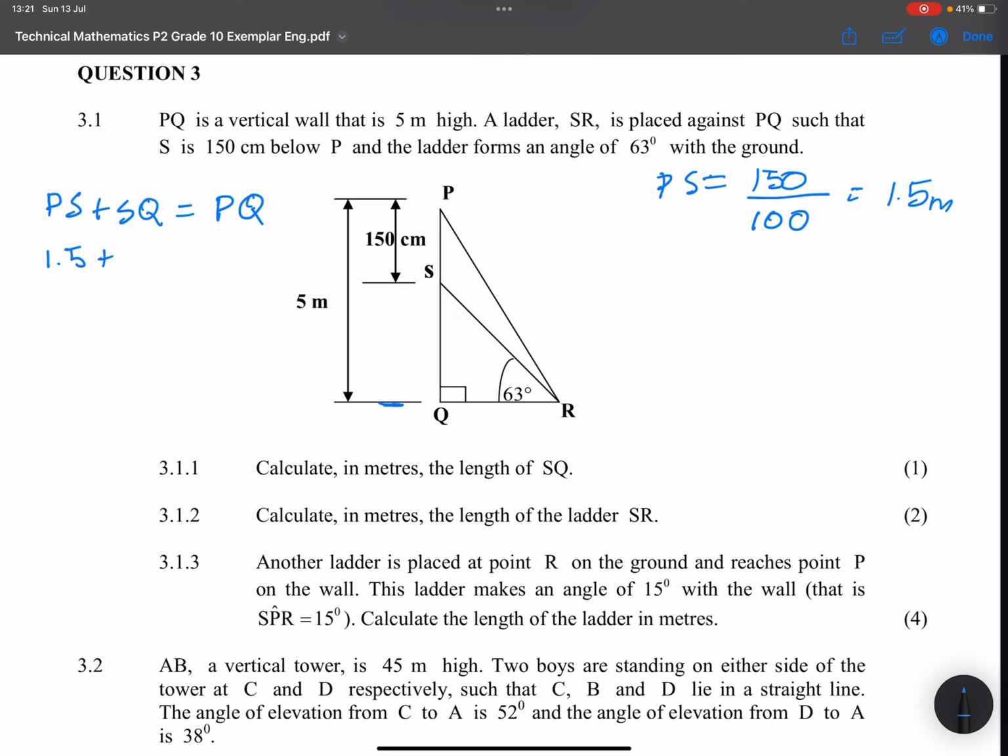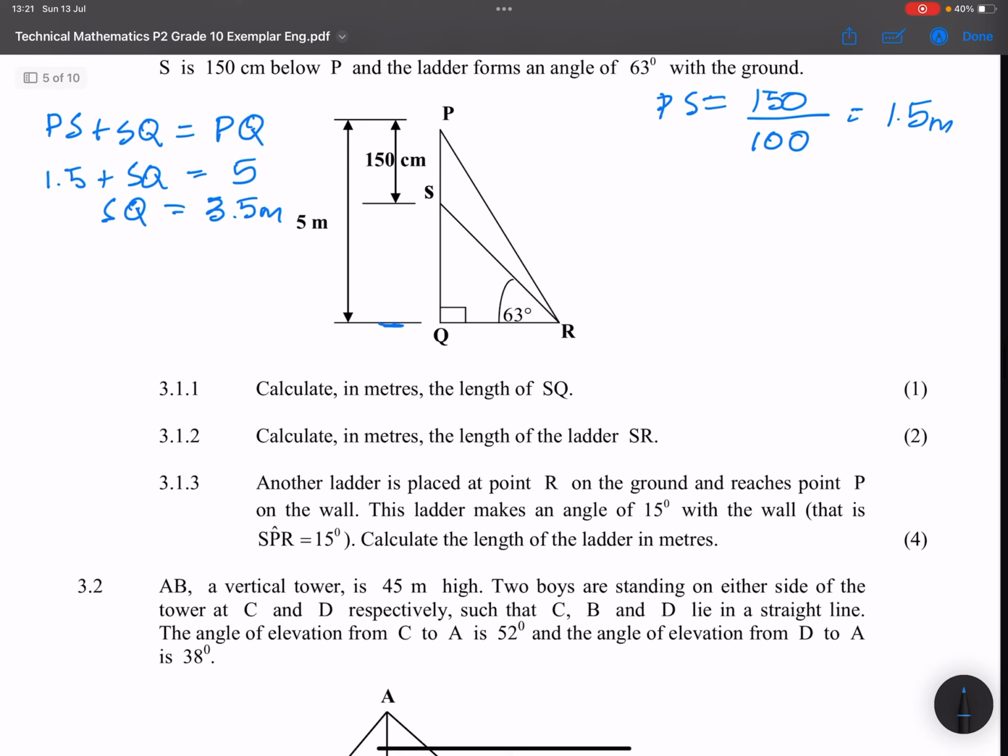We want the distance SQ, and we know PQ is 5 meters. And so, which means that SQ will be 5 minus 1.5, and that will give us 3.5 meters. They said we must represent that in meters. Right, on the second one, they say calculate in meters the length of the ladder SR. So we are looking for SR, which is that distance over there.